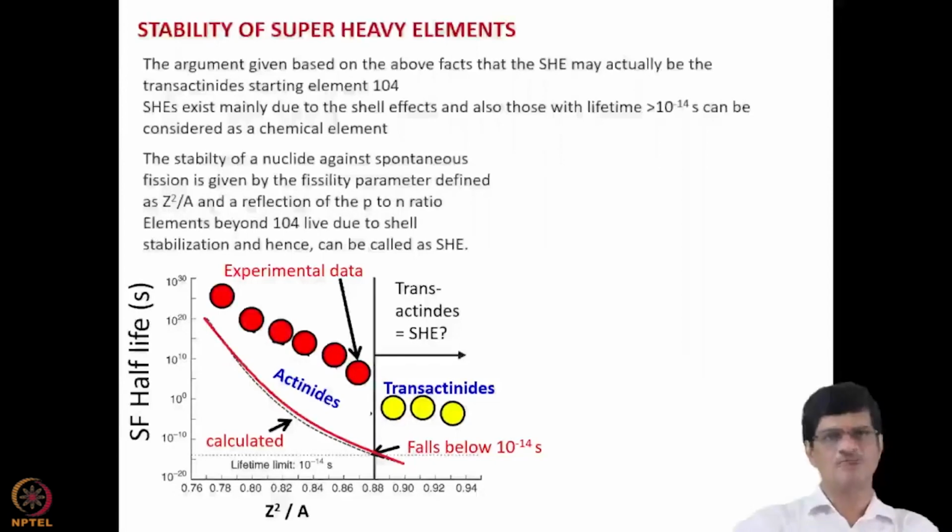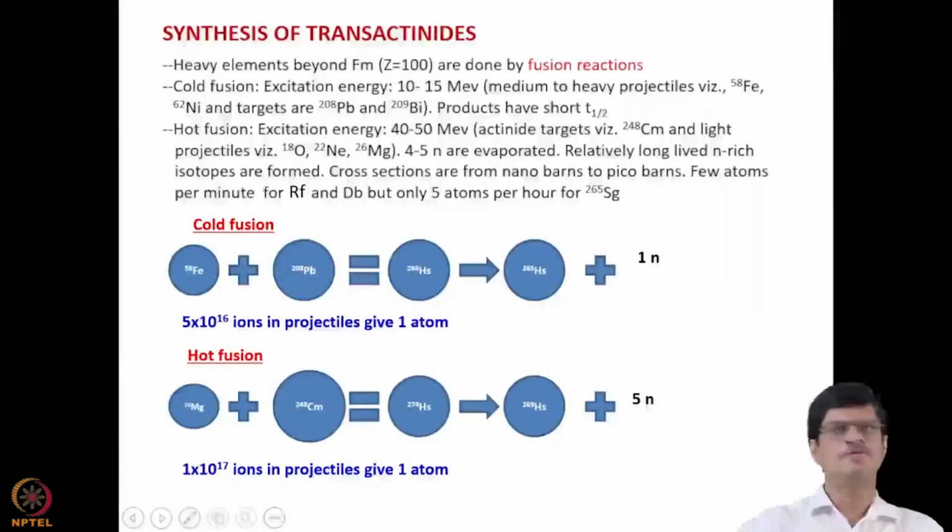However, this is not the case, and we know that these actinides up to lawrencium are there, and also the transactinide elements were discovered subsequently, suggesting that this cannot be predicted based on the fissility parameter and the liquid drop model. So the experimentally determined values suggest that the shell effects are very, very important, and the transactinides can be considered the same as the super heavy elements based on this.